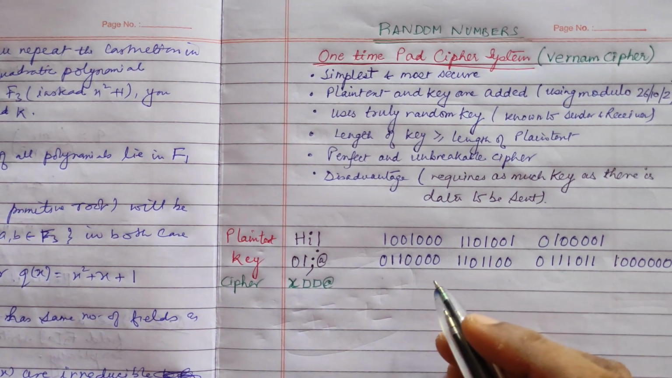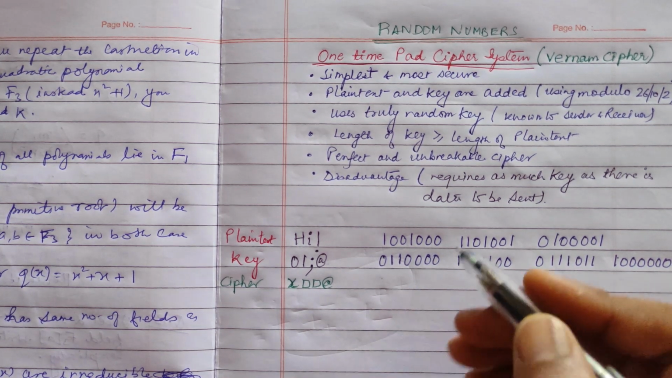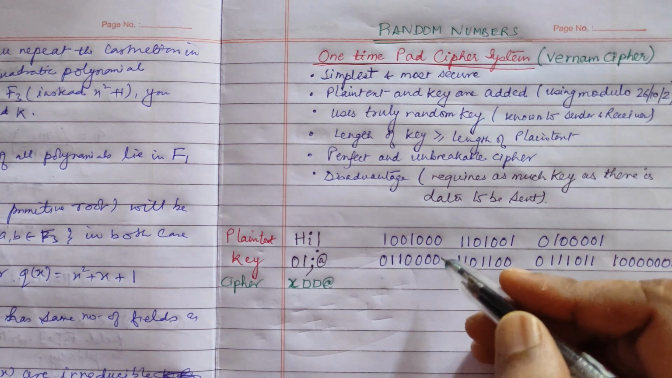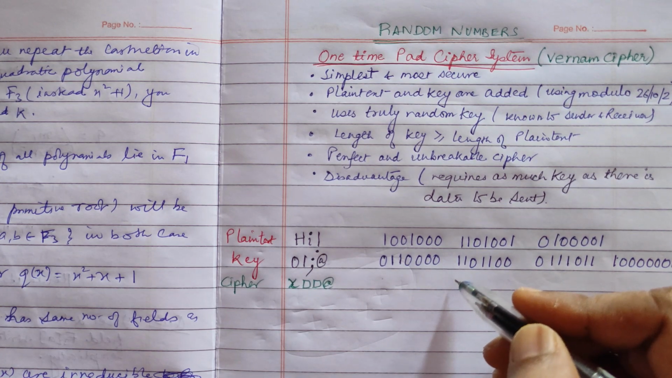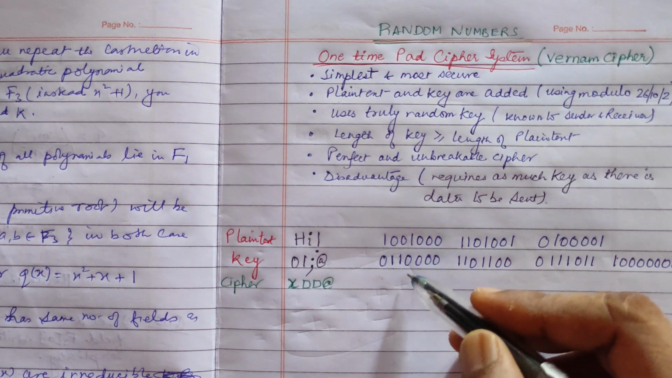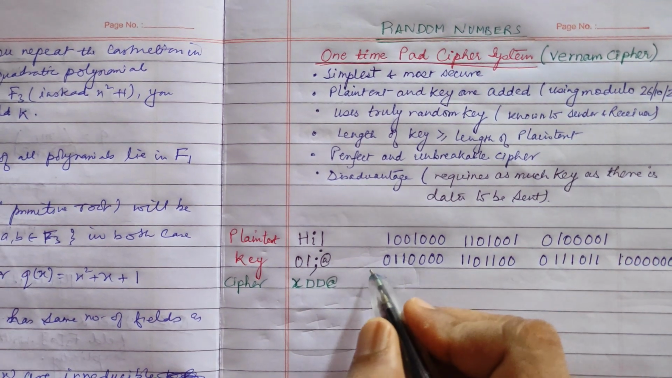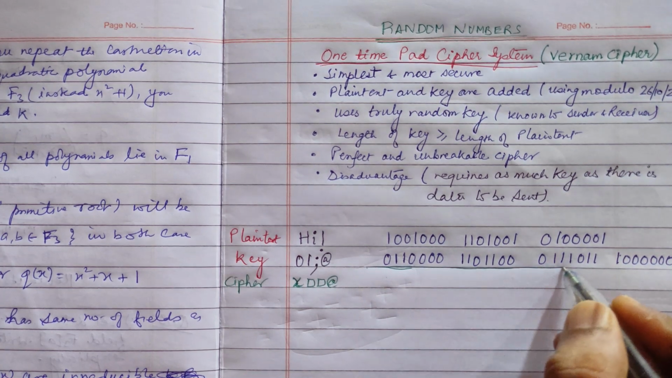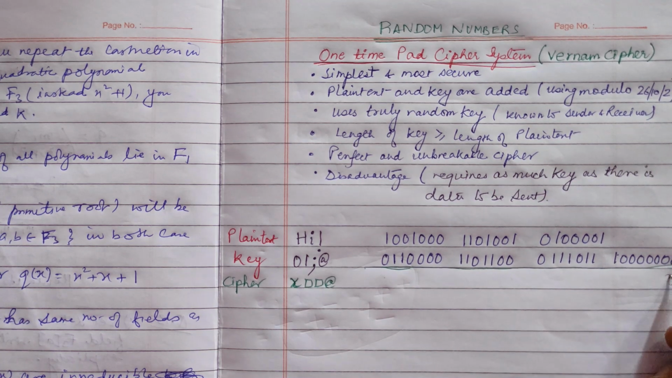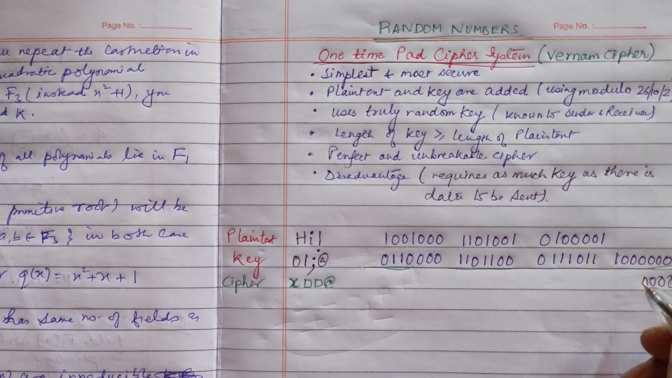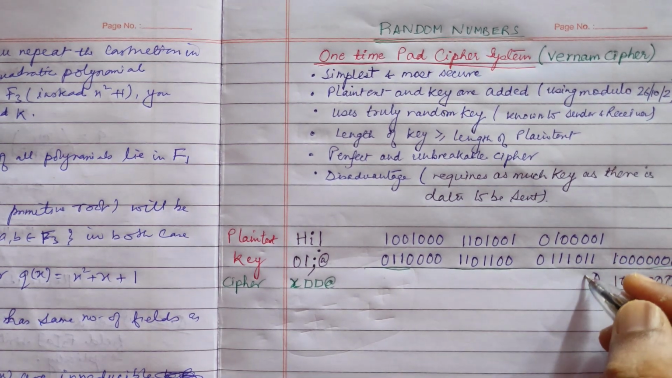We will use XOR. You know what XOR is? If the bits are the same, we will put 0. So if it is 0 0, we put 0. If it is 1 1, we put 0. And if it is different, like 1 0, we put 1, or 0 1, we put 1. So let me solve this. This will be as it is. 1 1 0 0 1 1.